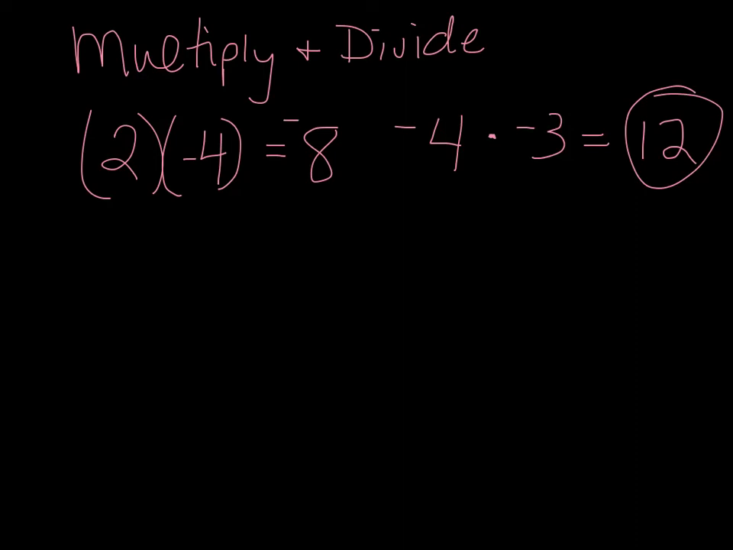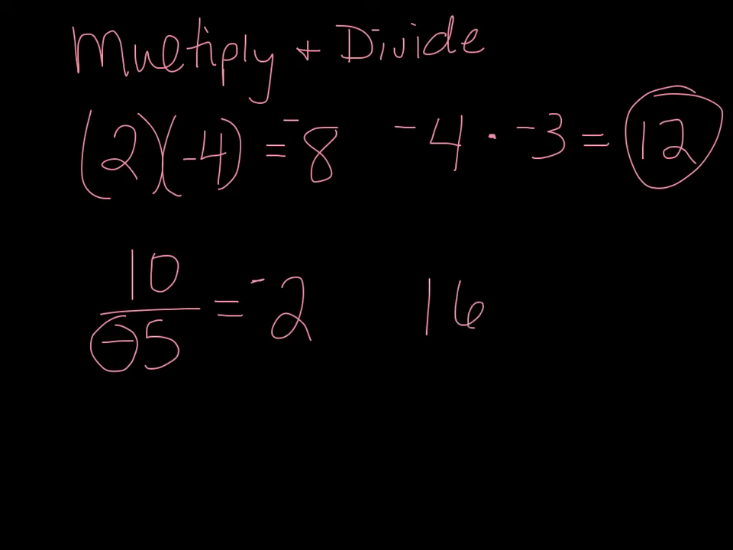Alright, let's look at division. 10 divided by negative 5. In algebra, we see most of our division as a fraction. So 10 divided by 5 is 2. We have one negative, but again, we need a pair of negatives, so that makes our answer negative. Another way you can see it is with the division symbol. So we have negative 16 divided by negative 8, which is 2. And we have two negatives, so our answer is going to be positive.